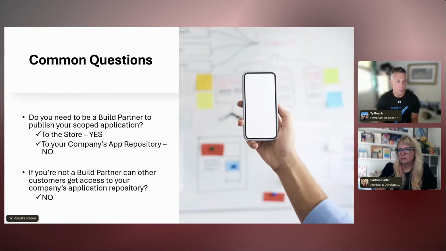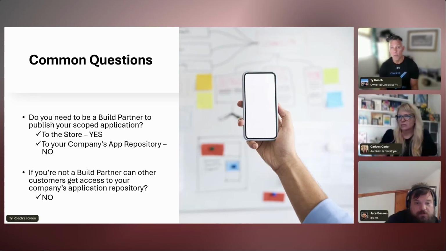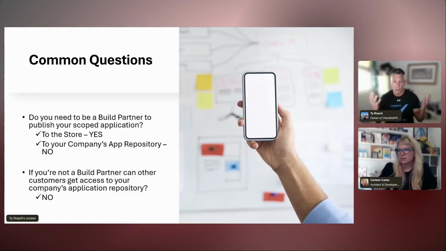What are some common questions? Do you need to be a build partner to publish your scoped application to the store? Yes. To your company's app repository? No. You may publish them to your app repository. If you're a ServiceNow customer, you have an app repository, and you can publish this and therefore utilize these protection policies and see them being enforced. If you are not a build partner, can other customers get access to your company's application repository? No. Sorry, that's why you're a build partner, because you can publish things to a store.